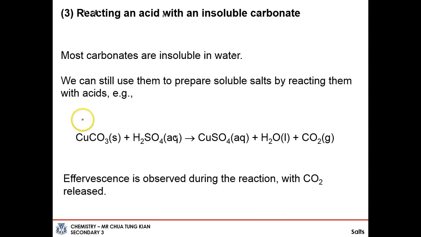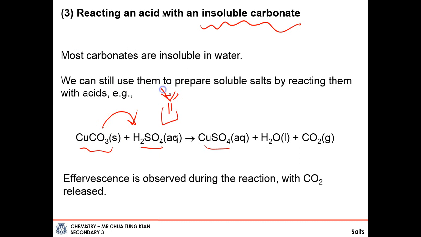Right? So over here you see, notice, same copper sulfate, you can react with an insoluble carbonate. So once you react the carbonate with the acid, you add excess carbonate, filter the excess carbonate out, you have your copper sulfate in the solution. The next step is to do your crystallization, and you will obtain your copper sulfate crystals. Right?